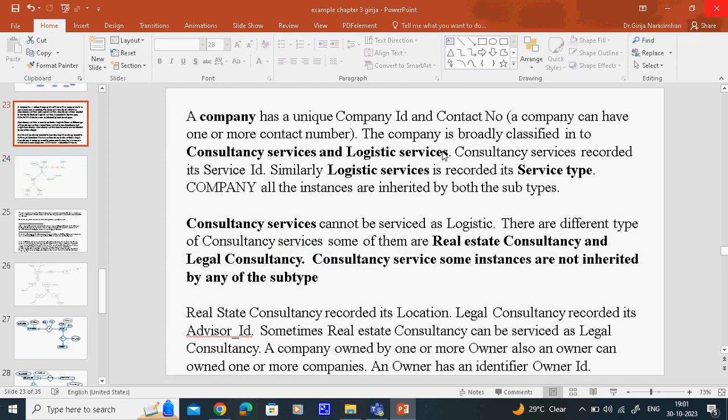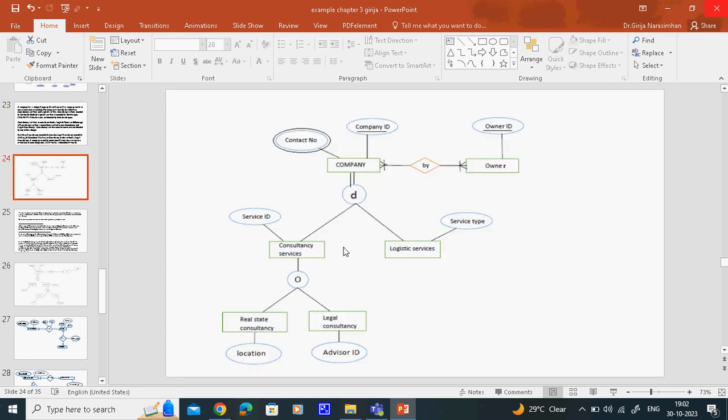Now the next line. The company is broadly classified into consultancy service and logistics service. Company is an entity. Classified means two subtypes, that is subclass, or we can call it specialization class. The company is called the generalization. This is called generalization or supertype. This is supertype or parent and child; any name we can call. As per the EER diagram, this is supertype. This is subtype or subclass.